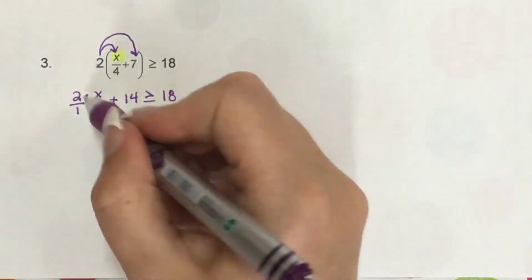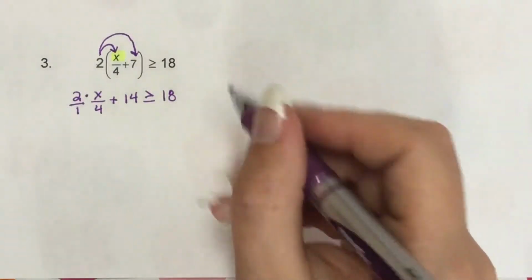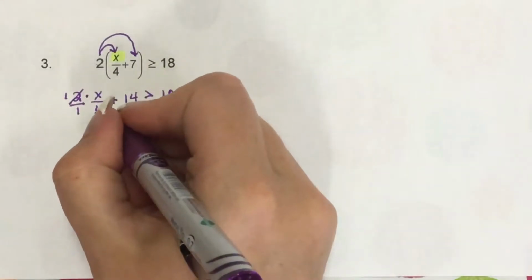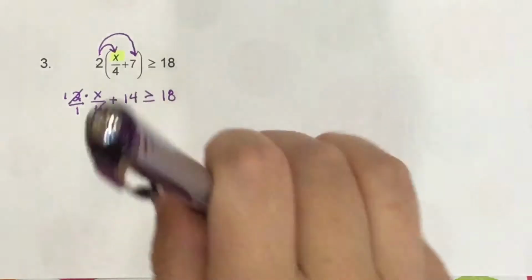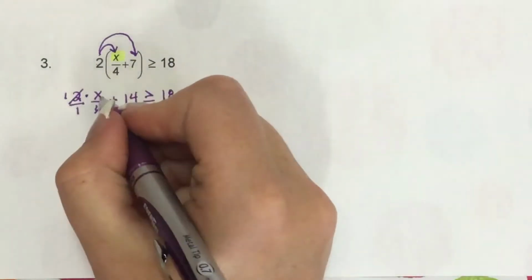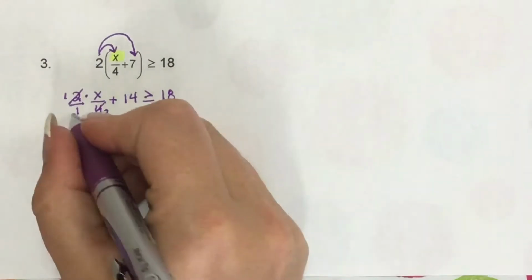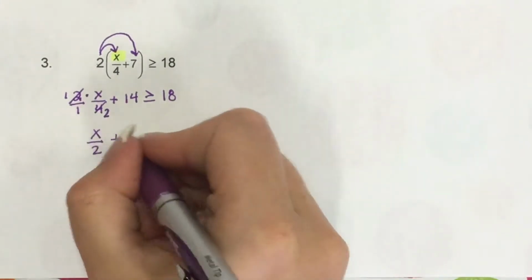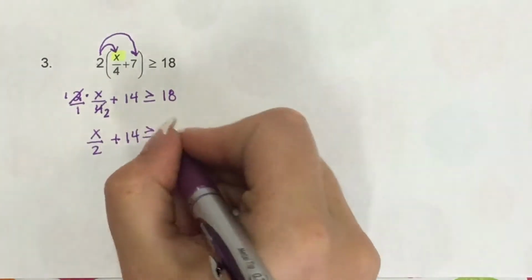But 2 and 4, you can. They have a common factor of 2. So 2 goes into 2 one time, and 2 goes into 4 2 times. So then after you cross cancel, you multiply across. So we have 1 times x, which is just x, and 1 times 2, which is 2. So x over 2 plus 14 is greater than 18.